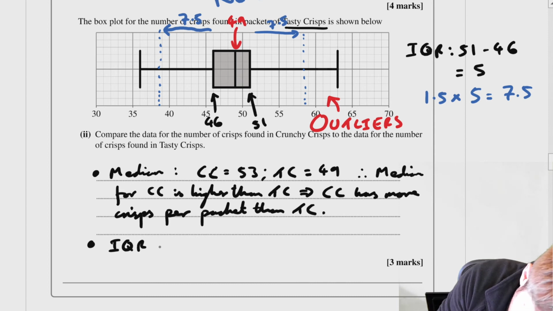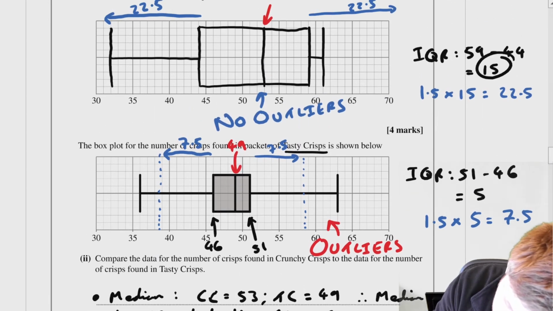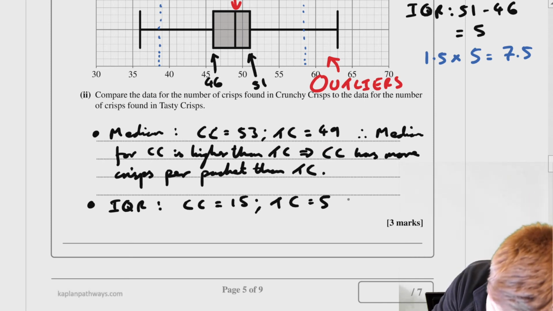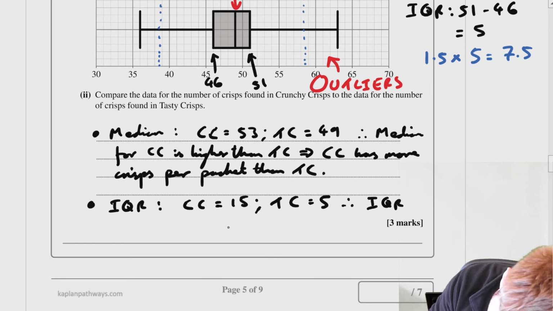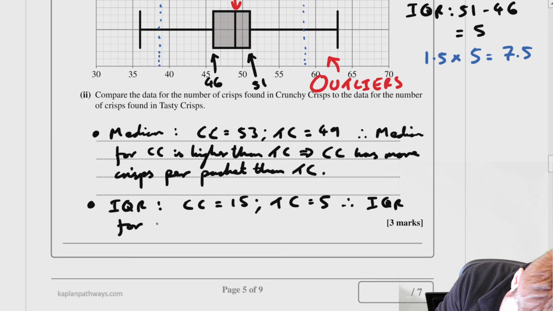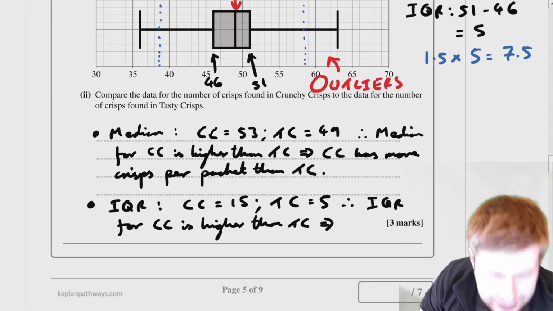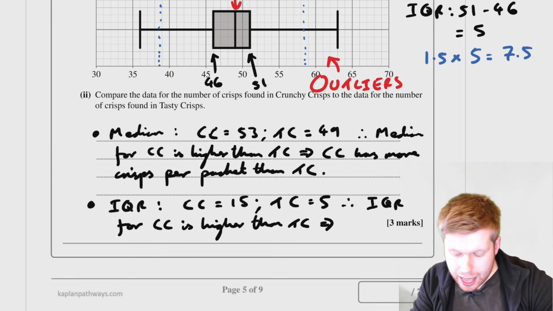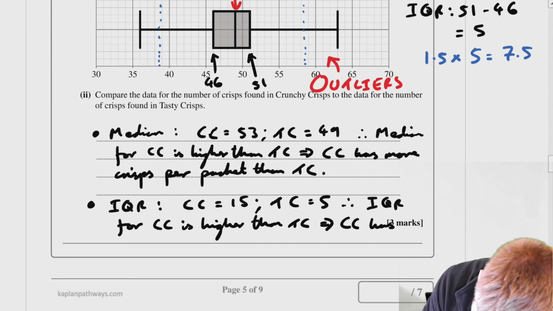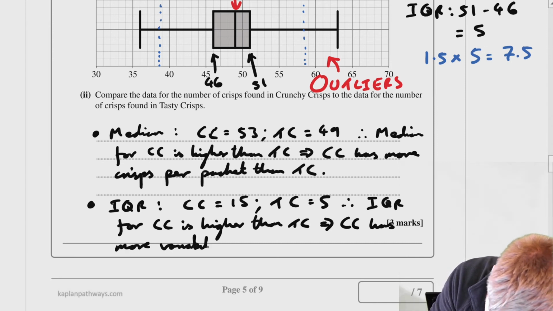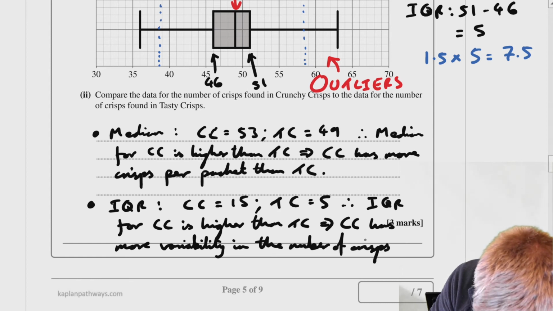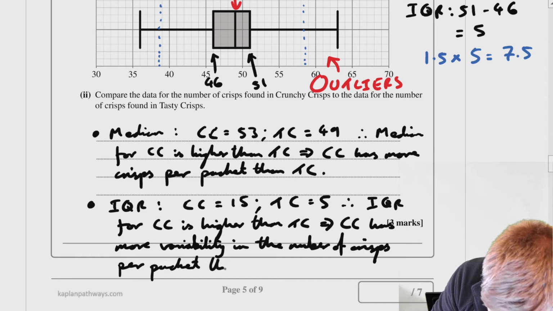So if I compare the interquartile range, let's see for CC, for Crunchy Crisps. What's the interquartile range? It's 15. All right, fine. So for Crunchy Crisps, it's 15. For Tasty Crisps, it is 5. We've worked that out. Okay, so therefore, the interquartile range for Crunchy Crisps is higher than Tasty Crisps. Again, that's not enough. I need to say, what does that actually mean? Remember, interquartile range is talking about spread. It's talking about how varied your data is, how spread out your data is. So therefore, that means that Crunchy Crisps has more variability in the number of crisps per packet than Tasty Crisps.